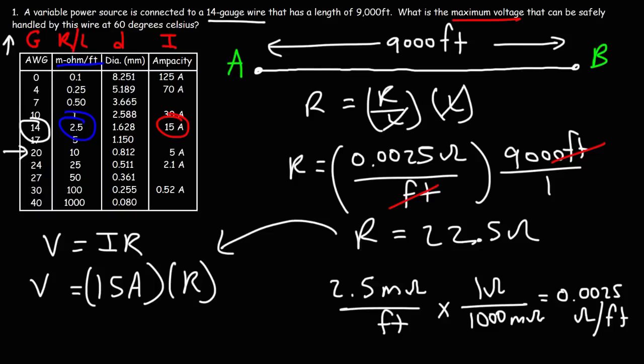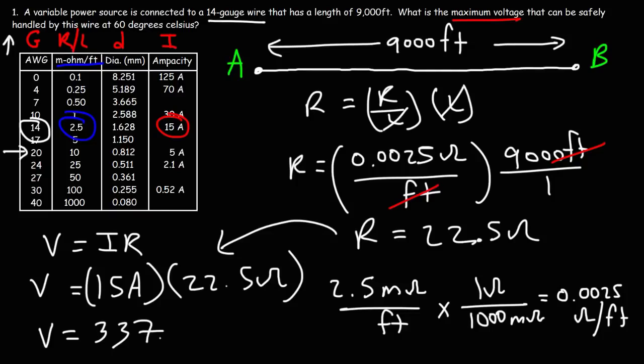So we can plug that into this formula. And that's going to give us the maximum voltage. So let's multiply 15 by 22.5. And that's going to give us a maximum voltage of 337.5 volts. Anything higher will exceed the maximum current rating of 15 amps for the 14 gauge wire.